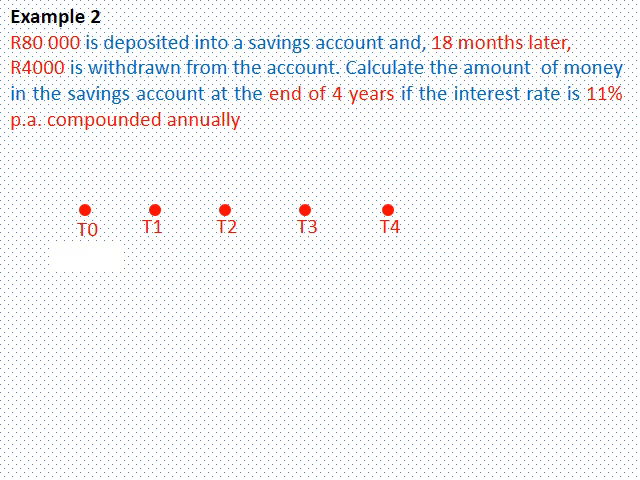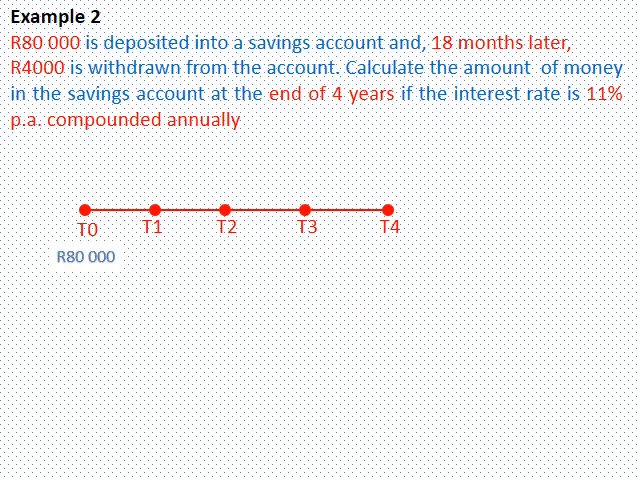However, 4,000 rand will now have a minus in front of it. And since we are dealing with annual compound interest, in other words, we're dealing with numbers of years for our n in our formula, we need to convert 18 months into a number of years. So you must realize that 18 months is 1,5 years. Now let's make our sketch.